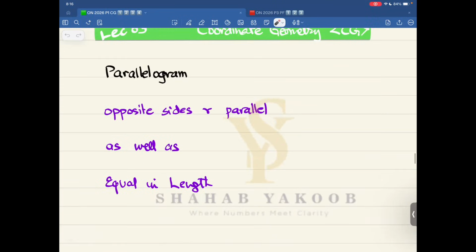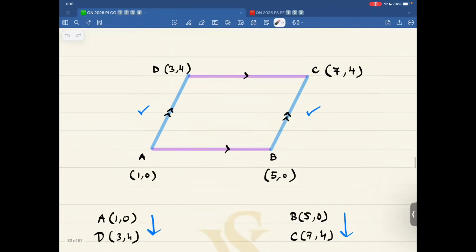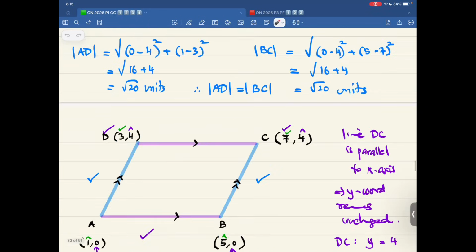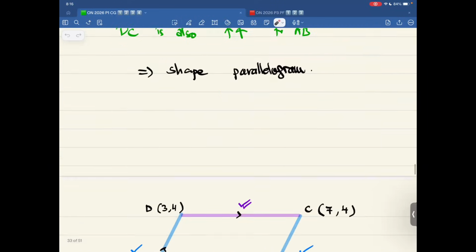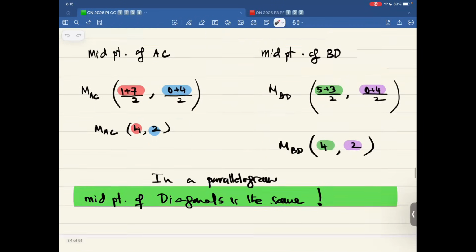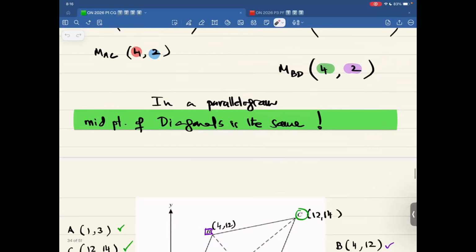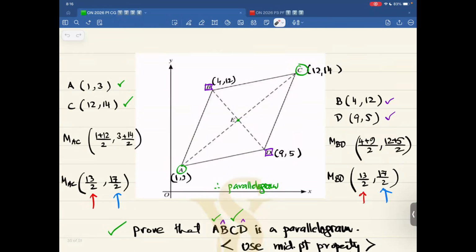Lecture number 3, that was about parallelogram. Opposite sides are parallel as well as equal in length. This is a parallelogram. Distance, gradient, distance, gradient. There is a special property, midpoint of diagonals is the same for any parallelogram, whether it's parallelogram, square, rhombus, and rectangle, they all are considered parallelogram.